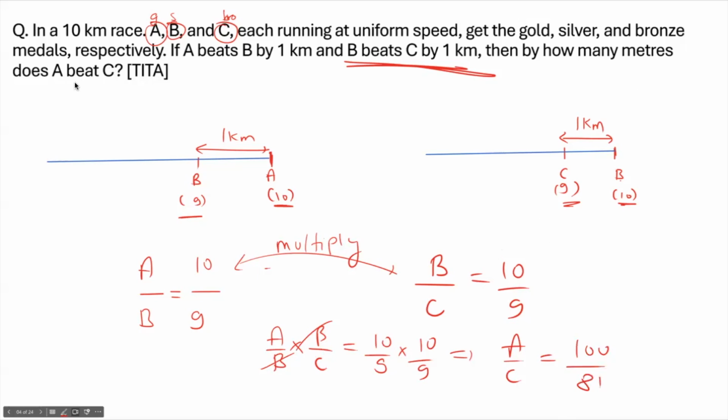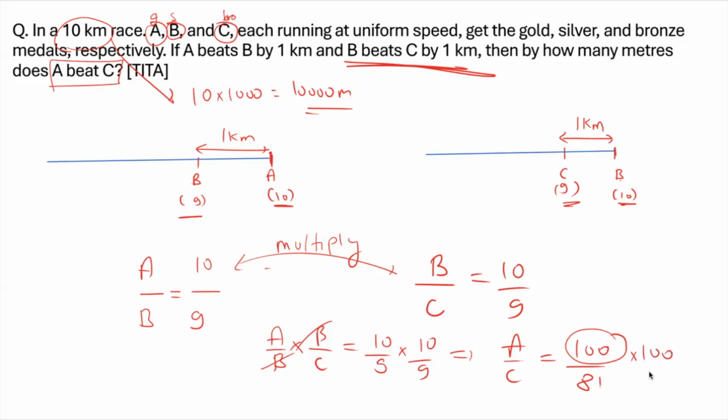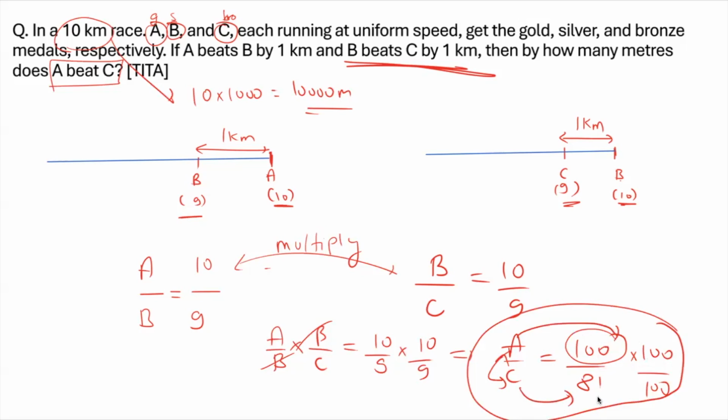Now, by how many meters does A beat C? A has to cover a total of 10 kilometers. Now, guys, 1 kilometer is 1000 meters. So 10 kilometers is 10 into 1000, and that is 10,000 meters. So I need to make this distance covered by A as 10,000. For that, I will multiply above and below here A by C by 100. So I will get A's distance as 10,000 and C's distance as 81 into 100, that is 8,100.